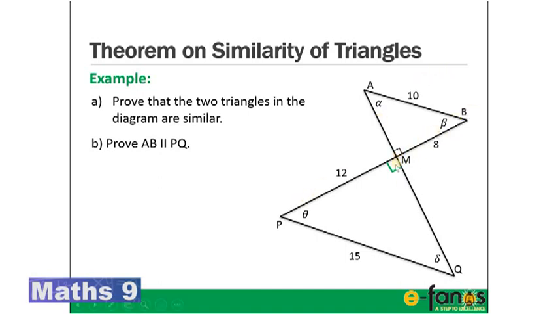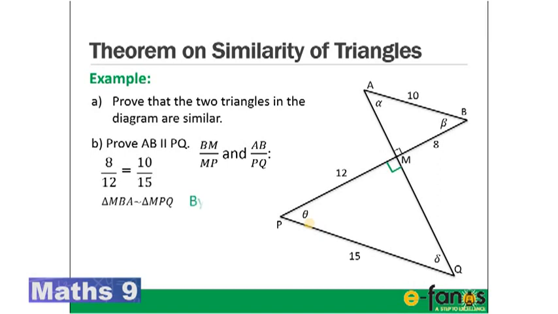This side here matches up with this side here, and this side here opposite the right angle matches up with this side here opposite the right angle. So BM over MP needs to match up with AB over PQ. So 8 over 12 needs to be equal to 10 over 15. But these two fractions are both equal to 2/3, so they are equal to each other. So we can say that triangle MBA is similar to triangle MPQ by RHS.